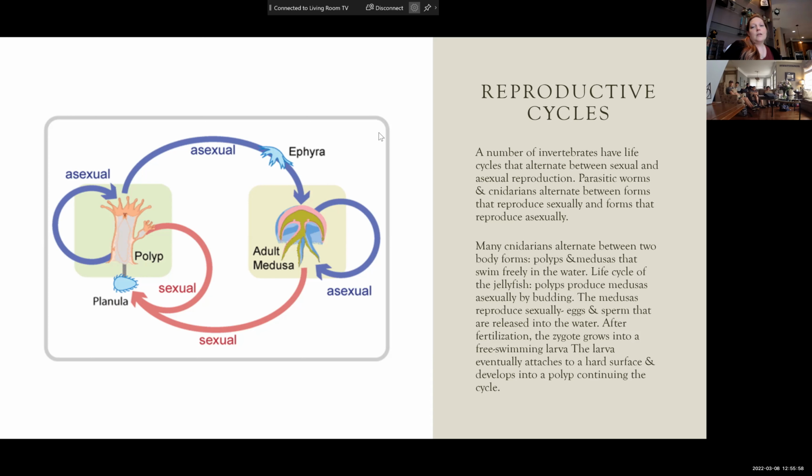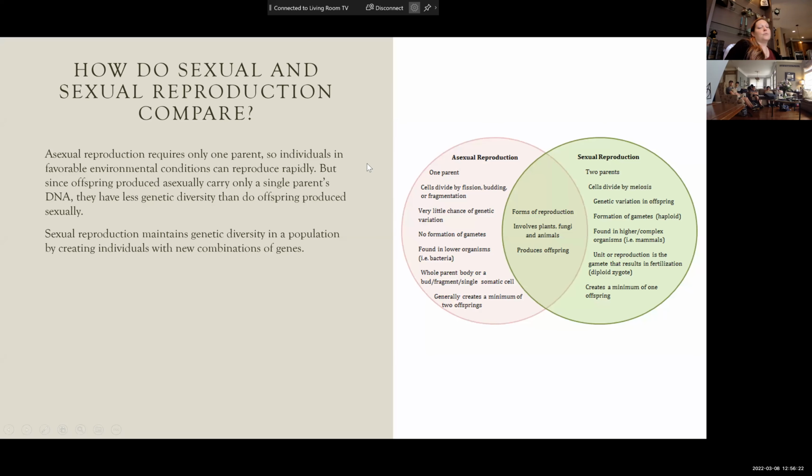It just really depends. So in a number of invertebrates, they have life cycles that alternate between sexual and asexual reproduction, which we talked about. Cnidarians do this, right? The medusas reproduce sexually, with eggs and sperm. And then after fertilization, that little zygote is a larva, and then the larva attaches. This whole process is just unfamiliar to us because that's not how we do things.